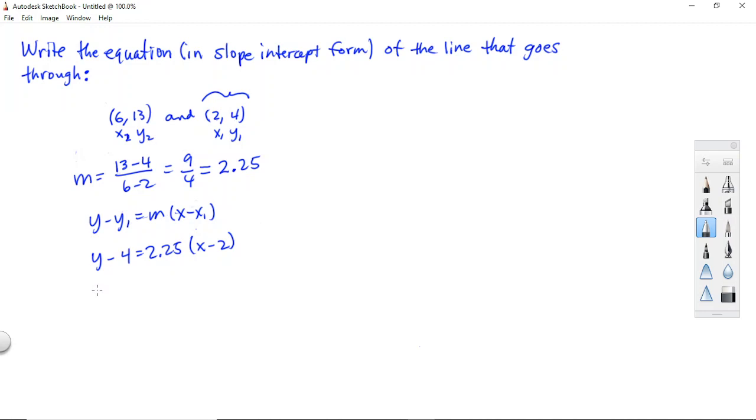Okay, so now we have to distribute this. 2.25x and 2.25 times negative 2, which is minus 4.5, and we could write 4.50, but we'll just leave it 4.5. And so this is why it might make sense to write this slope as a decimal, 2.25, instead of using 9/4. We would have had this. Let's just take a look. We would have said y minus 4 equals 9/4 times x minus 2.